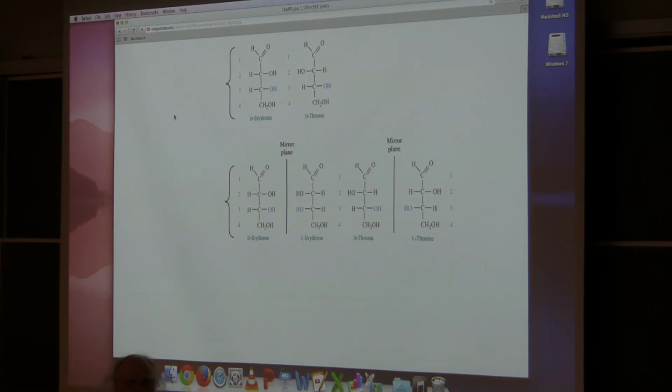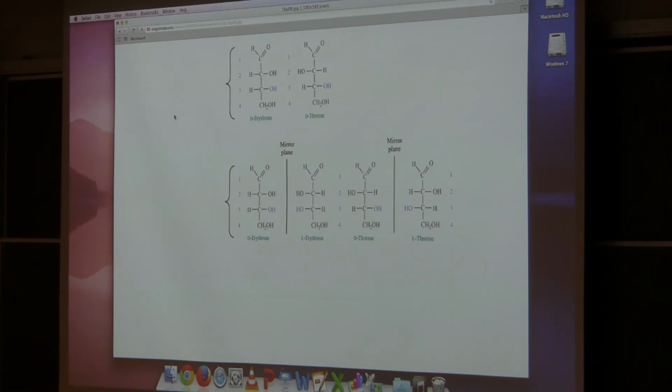Well, let's give an example. Here is L-erythrose, and here's D-erythrose. From what I've already told you, you should know that the D and L forms of the same sugar will always be enantiomers. And if you look, they are. Here's the OH on the right, here's the OH on the right, here's the OH on the left, and here's the OH on the left. D and L-erythrose are enantiomers.